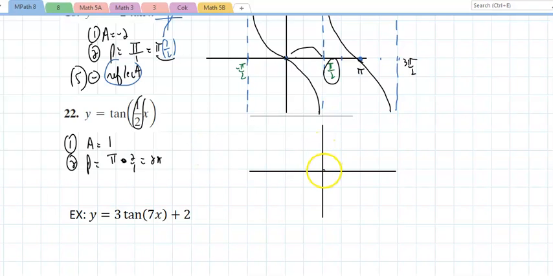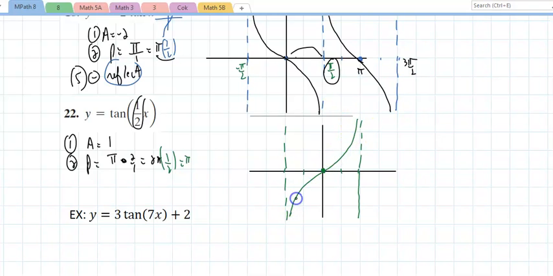It's not shifted, so it's going to start at 0. I'm going to take half of this, which is pi over 2 units, and 2 units. I always go 2 units. And tangent looks like this. All the graphs of tangent will look identical to this.